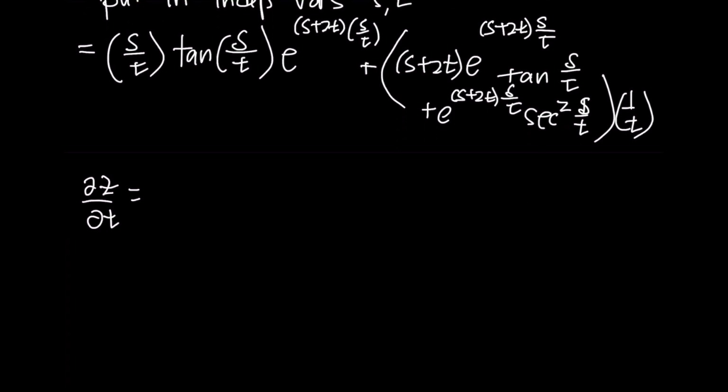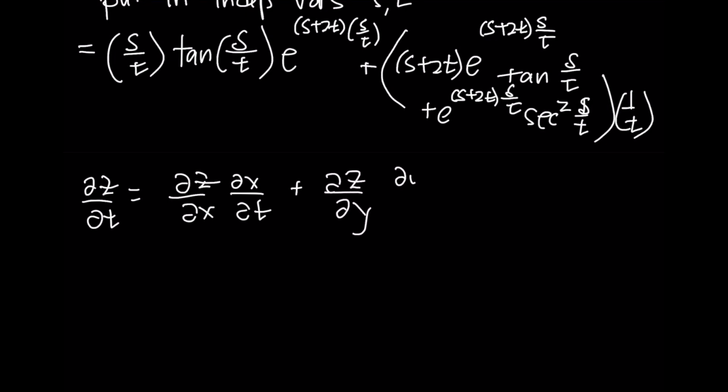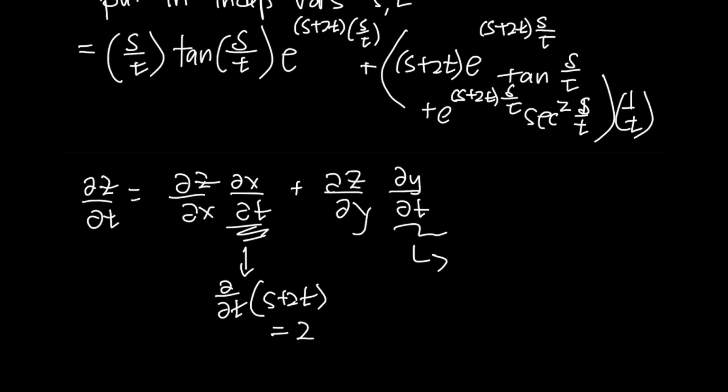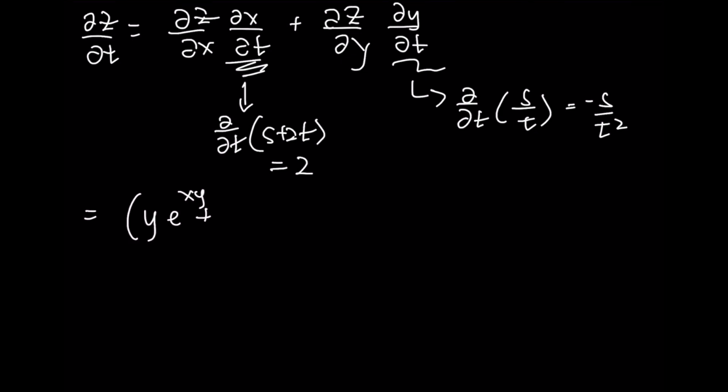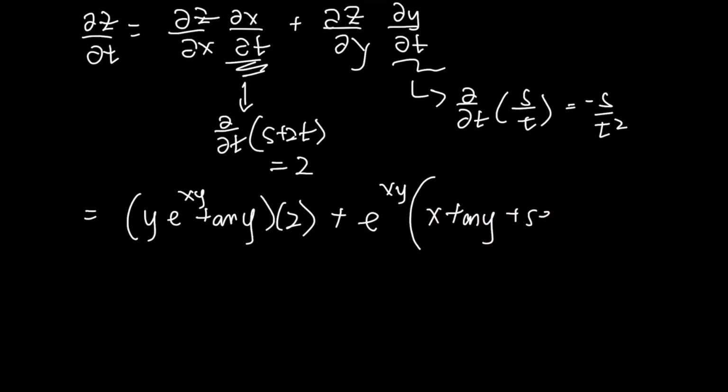Finally, dz dt is going to be similar bunches of partial derivatives. The only thing that will change is that the x and y derivatives are now going to be with respect to the other independent variable. This thing right here is going to be the t derivative of s plus 2t, which is a 2. This is going to be the t derivative of s over t, which is going to give me a negative s over t squared. So when I put everything back together, I'm going to have y e to the xy tangent y times 2 plus, there's a common factor of e to the xy that I'm going to take out, x tan y plus secant squared y over negative s t squared.